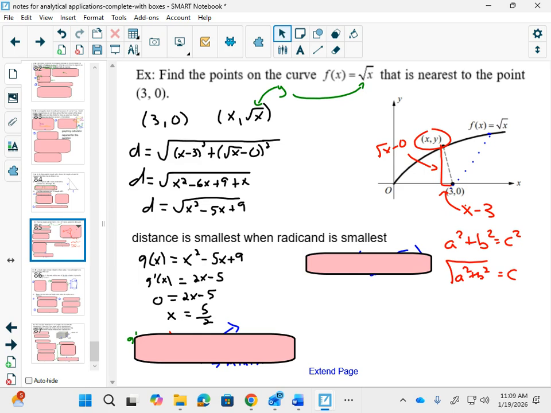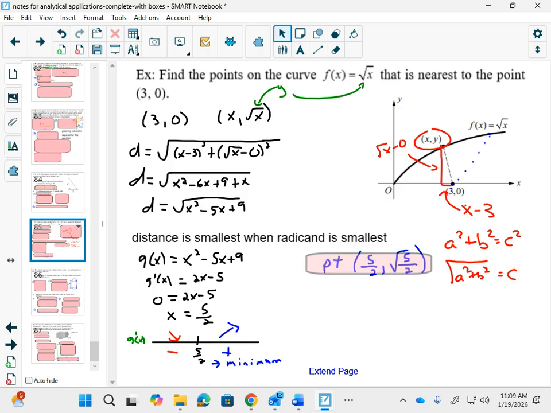And I get x equals 5 over 2 as a critical point. How do I know that that's a minimum? I could draw my number line, just like we did in curve sketching. And my derivative is negative before 5 over 2, positive after, which makes it a minimum. So then if my x value is 5 over 2, then my y value would be the square root of 5 over 2. And that would be the point that's the closest to (3, 0).